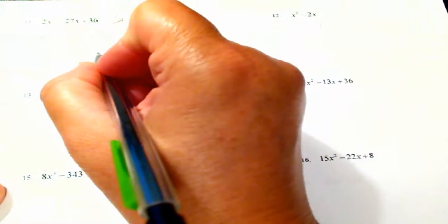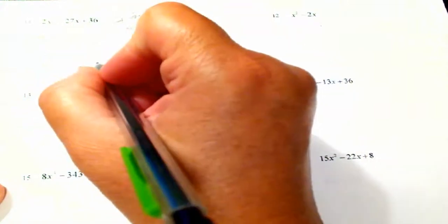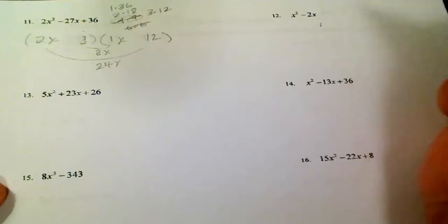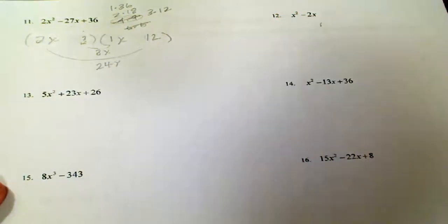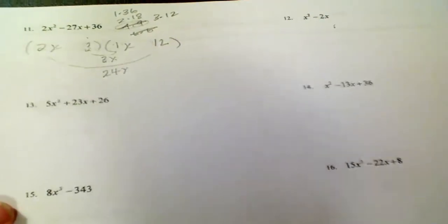Let's see what happens. That's 3x, and then that's 24x. And that's it, because that's going to give me a 27. Whoops, I'm sorry. And both my signs would be minus. Minus and a minus. Okay.